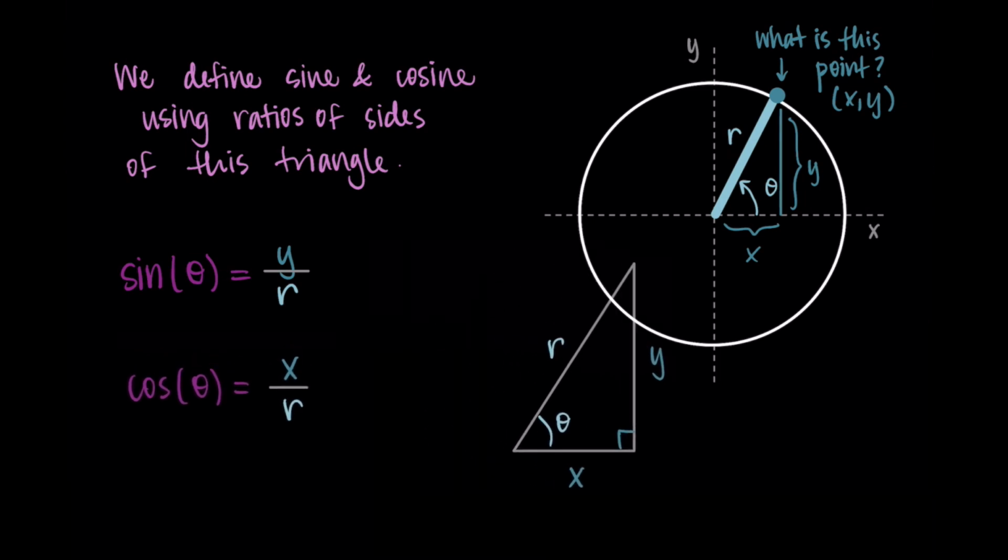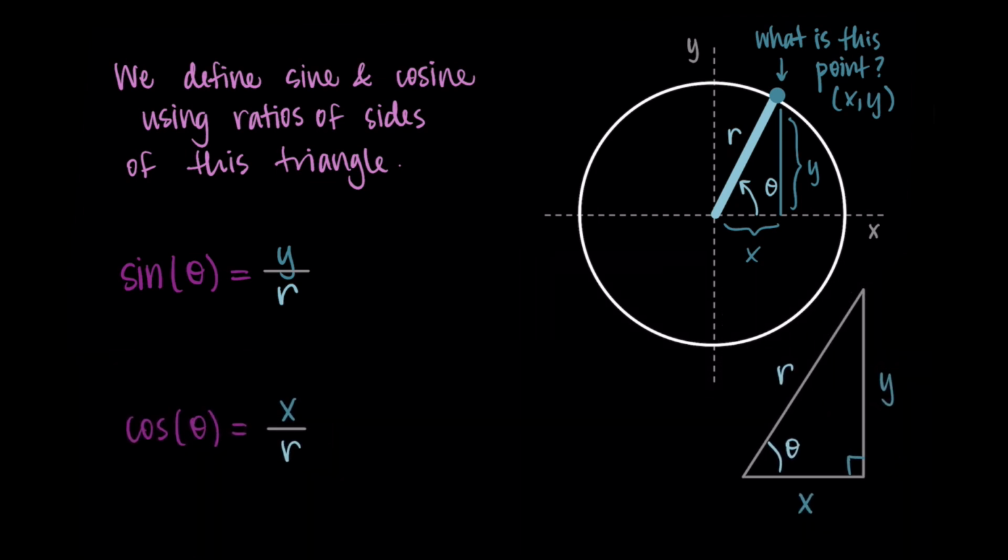Now, given this, we can actually solve for x and y. So remember, our whole point was to get something about x and y, so we're trying to determine that point. So if we solve for x and y in these, we get y is equal to r times sine of theta by multiplying the r over. And similarly, we get that x is equal to r times cosine of theta by multiplying the r over as well.